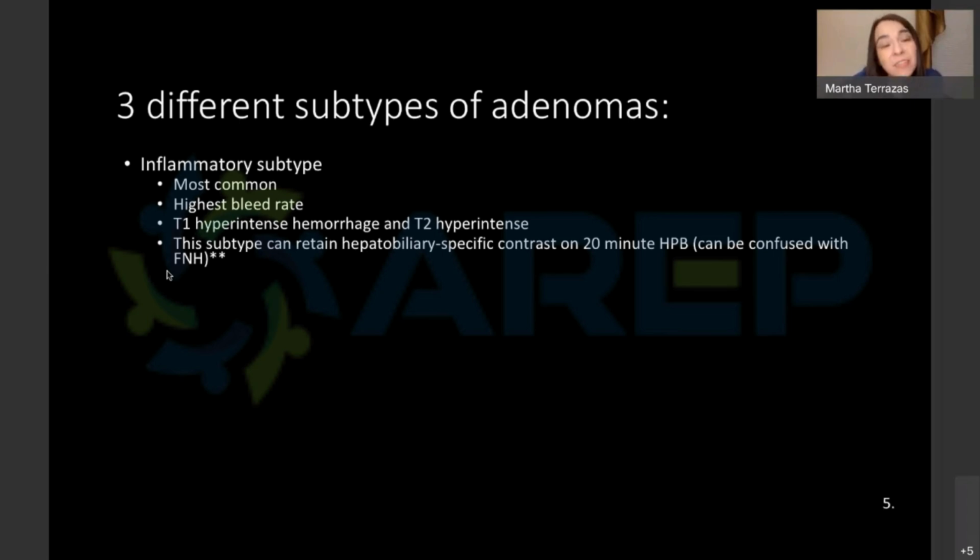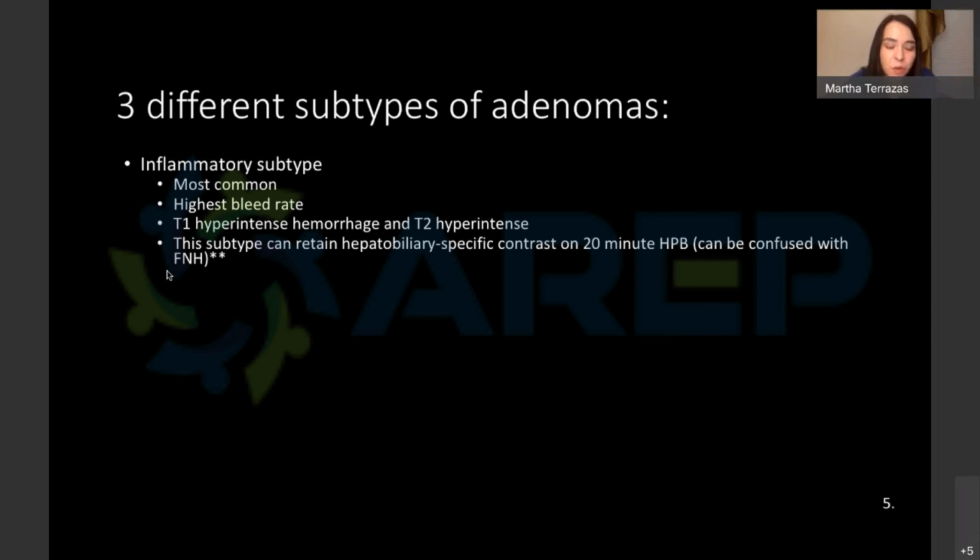Now, the inflammatory subtypes are the most common, and this subtype can retain hepatobiliary specific contrast on the 20-minute hepatobiliary phase. And this one can also be confused with FNH. So again, this would be the one lesion that would give you that diagnostic dilemma where you're thinking to yourself, I have a bleeding liver lesion, but it retains contrast on our 20-minute hepatobiliary phase.